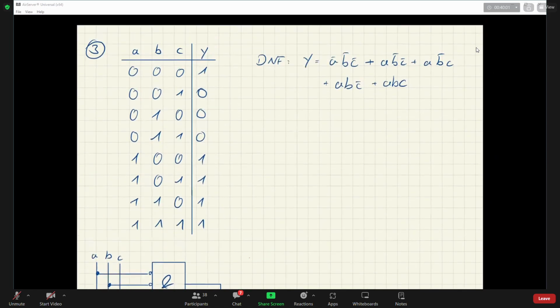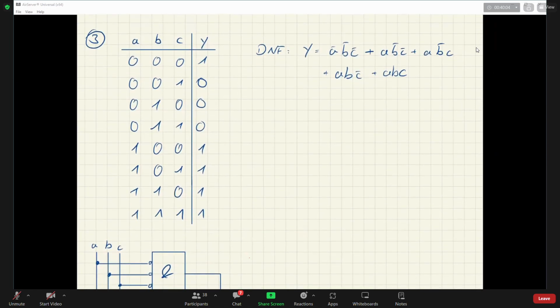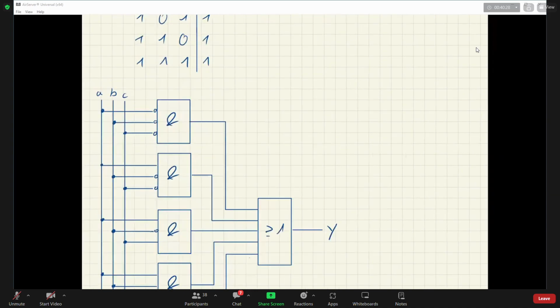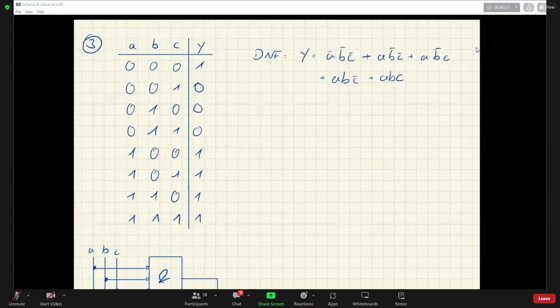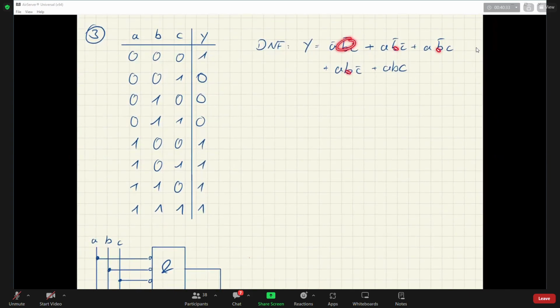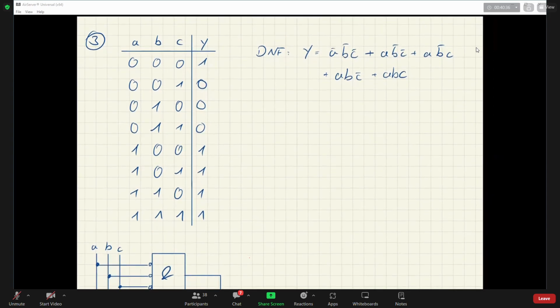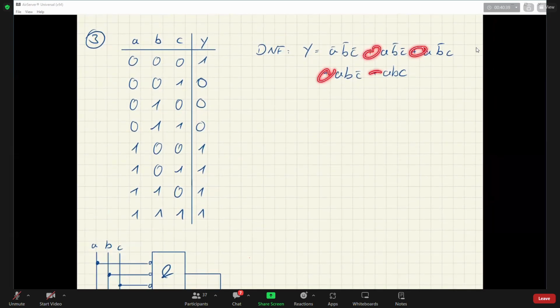Then let's just repeat. I wrote here the disjunctive normal form by connecting all lines where the output is 1 with an OR. So the first one is A naught, B naught, C naught. Then we have A, B naught, C naught; A, B naught, C; A, B, C naught; and A, B, C. So I have here 5 terms which have an AND, and they are connected to each other with an OR.